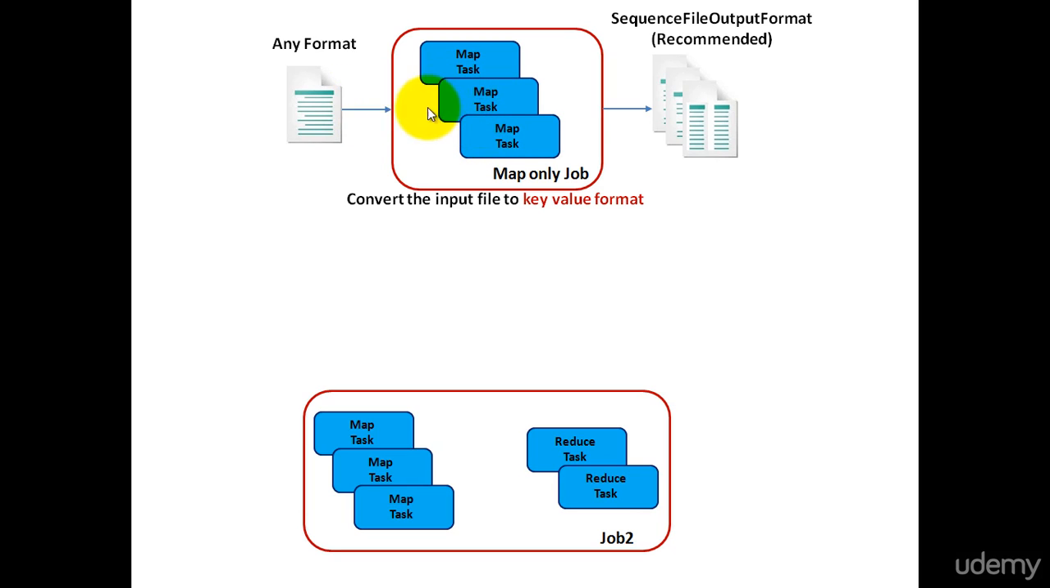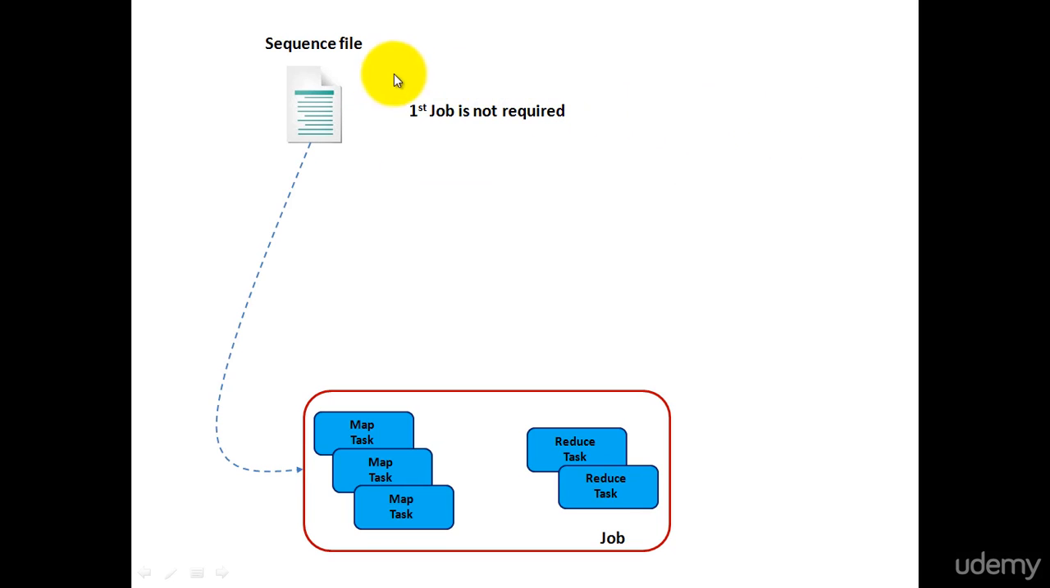It will just read the input records and emit keys and values. So the first job will output sequence files which contain data in the key value format. If the input file is already a sequence file, then this job is not required at all.